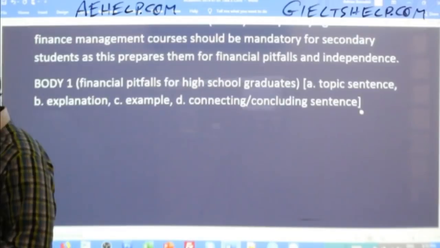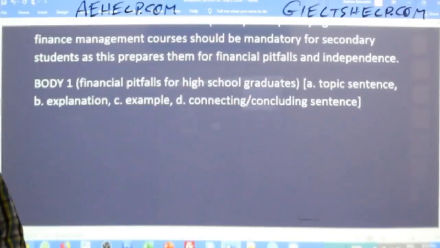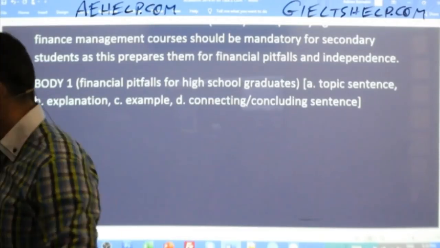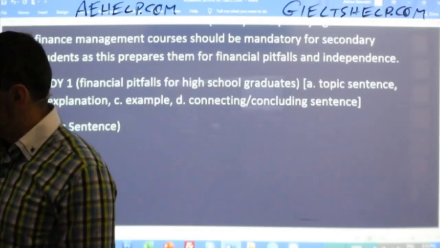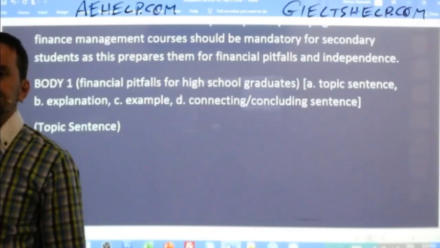Okay. So please write your topic sentences, students. For body paragraph 1, give me your topic sentence. So let's start body paragraph 1 with the topic sentence. Okay. So give me your topic sentence.